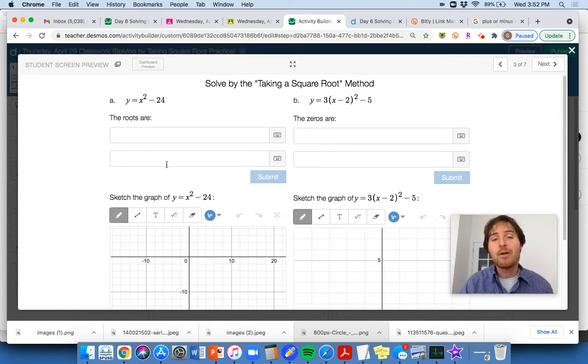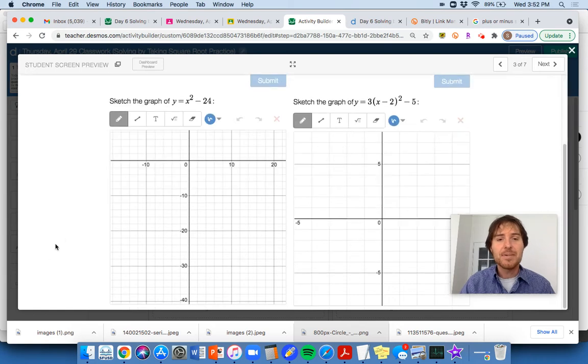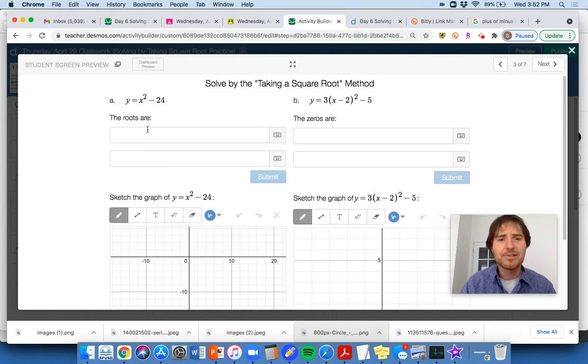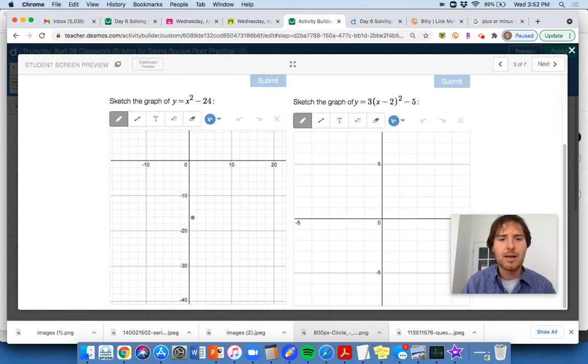So anyways, I know that my vertex, for instance, is going to be at, where's it going to be at? Well, my y-intercept's not going to be at negative 24. Oh, it is actually, yeah, y-intercept here. So 0, negative 24, y-intercept. I'm going to put that on here. You do have to sketch these before you're good to go. Get them done here. All right, so there it is.